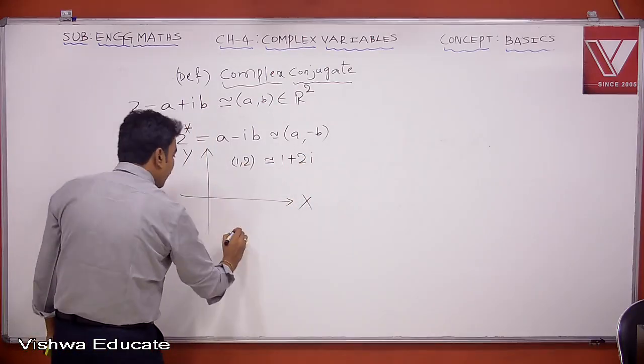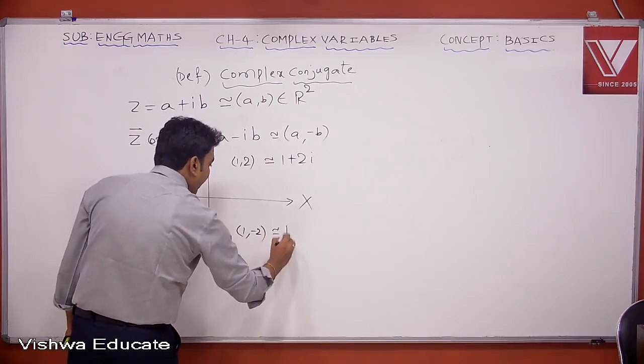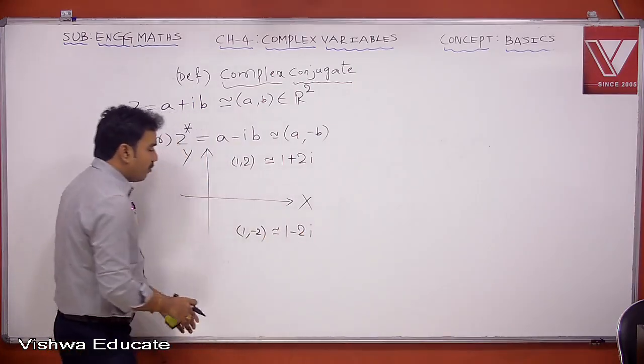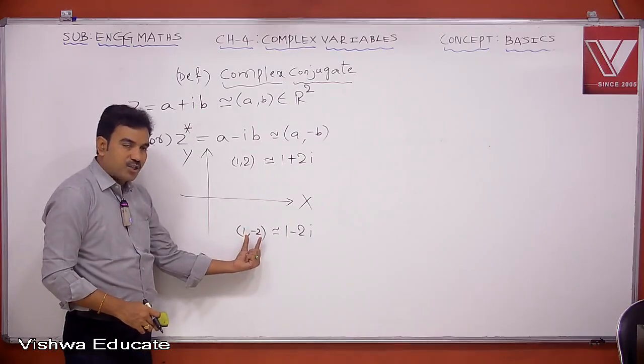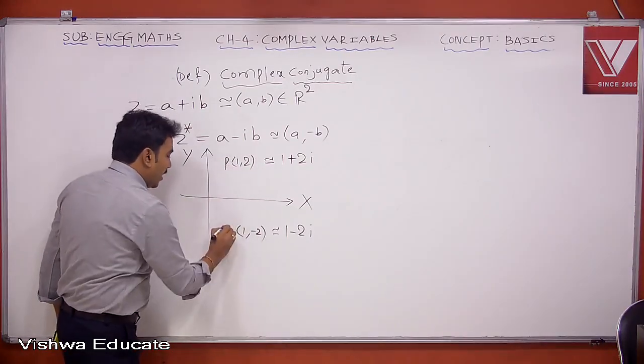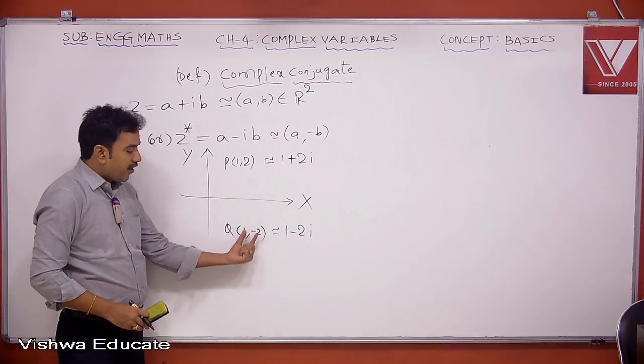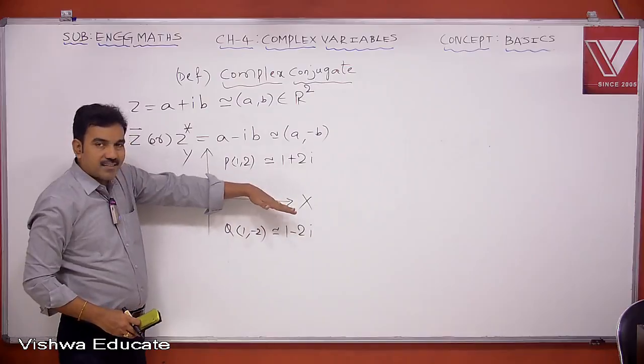Now its complex conjugate is 1 minus 2i. Basically this will be located at this point and this will be located at this point. For example, this is P and this is Q. Now you can see this is nothing but the reflection of 1 comma 2 about the x-axis.